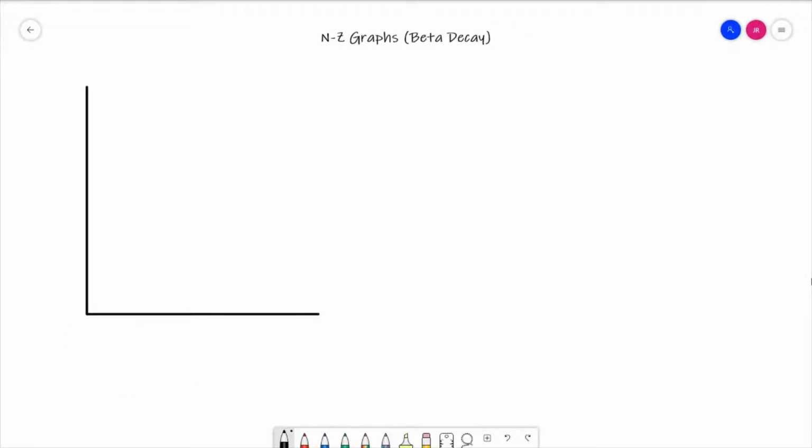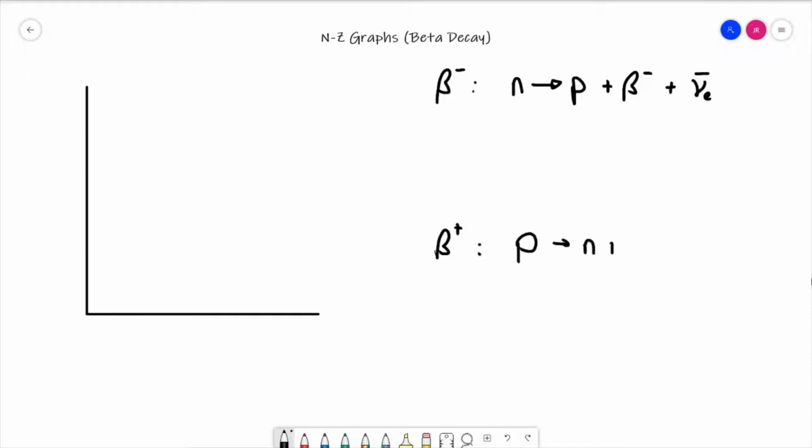Firstly then, let's remind ourselves of the decay equations for beta decay. In beta minus decay, from the nucleon point of view, we have a neutron decaying into a proton plus the beta minus, or the electron, plus an anti-electron neutrino. For the beta plus, a proton is decaying into a neutron plus a positron plus an electron neutrino.